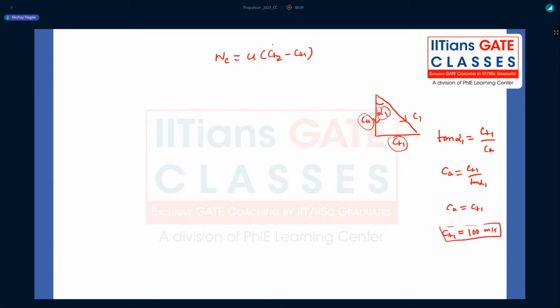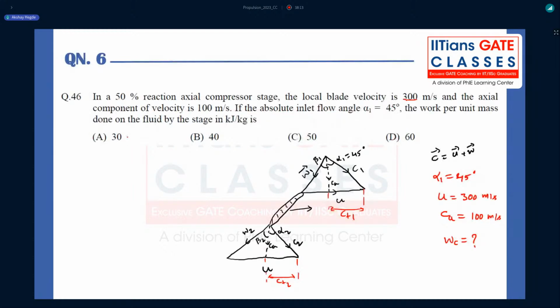So now I have to calculate what Ct2 is. What else is given in the question? Oh, this one we missed. 50% reaction stage.